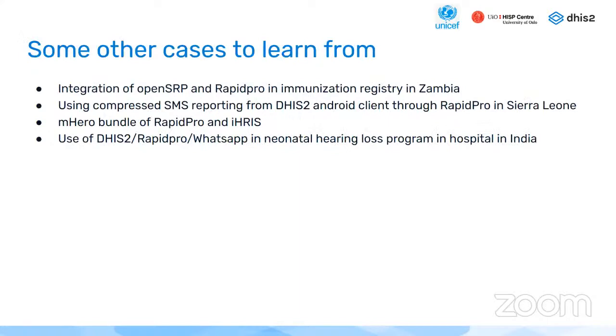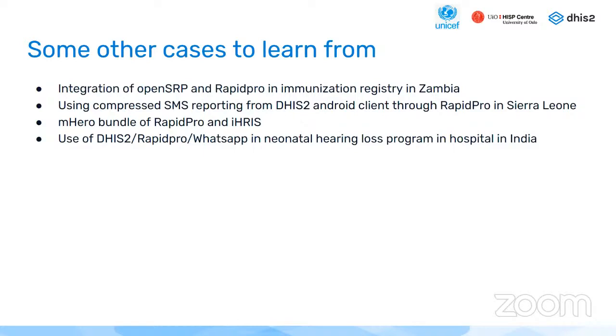Some other cases that we looked at besides this one that we've learned ourselves from, and not looked necessarily in a lot of detail, but it's taking a broad sweep out there. We know that OpenSRP and RapidPro as part of a BID project in Zambia have done an integration there in support of the immunization registry. I'll make a few comments on that in the next slide. We've seen a very interesting use case in Sierra Leone where people were using compressed SMS reporting between the DHIS2 Android client and RapidPro.